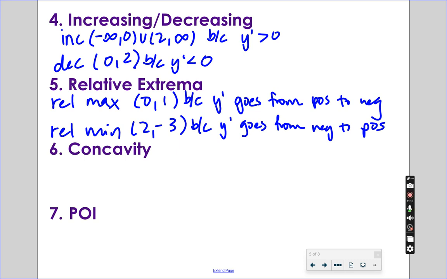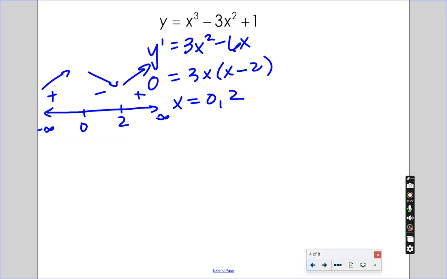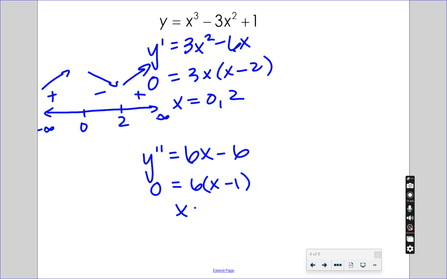All right, for the second two, we're going to use the second derivative. So I'm going to go back to my previous screen. Which one do you think would be easier to take the second derivative of? The non-factored or factored version? I think non-factored, because we can just do power rule. So 6x minus 6. All right, so set that equal to 0. So my critical value for the second derivative, x equals 1.